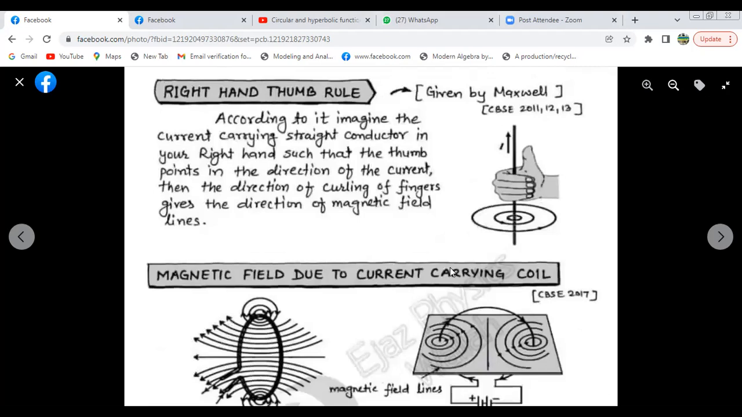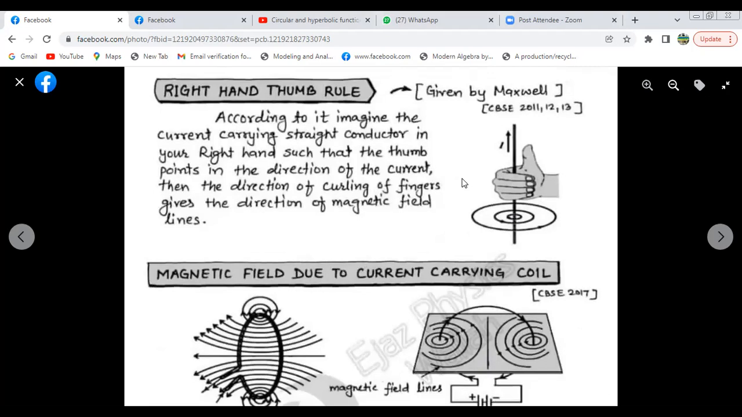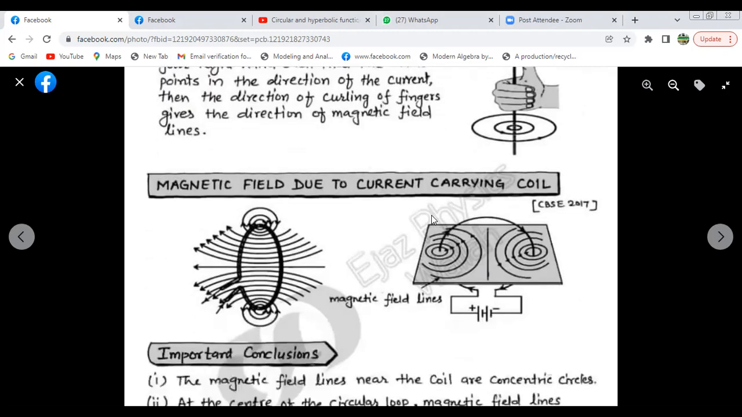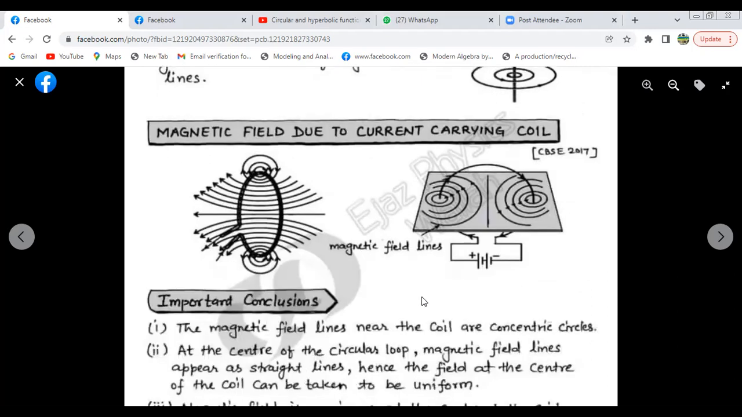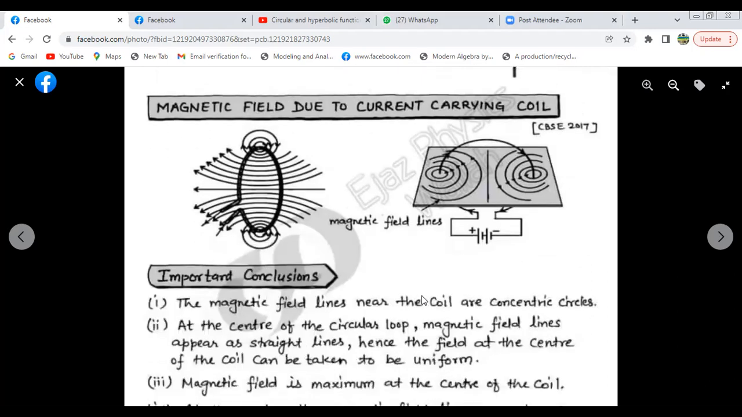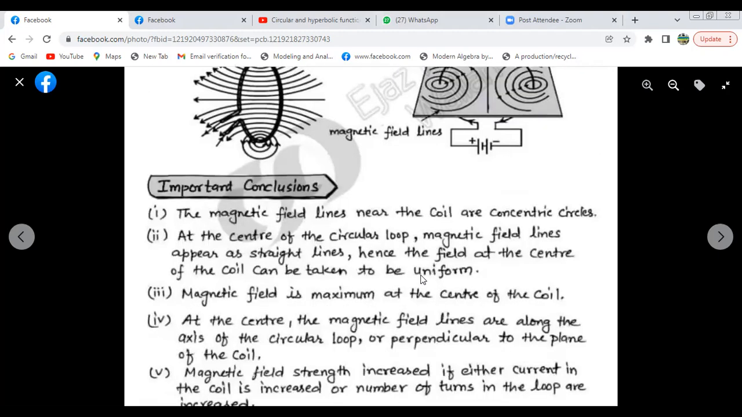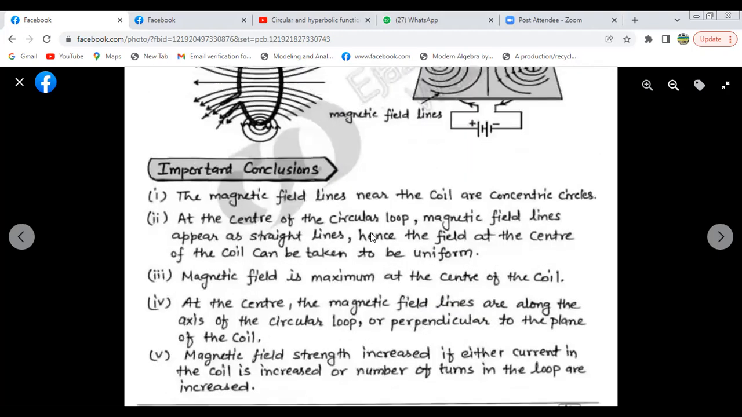Now this is the right hand thumb rule to find out the direction of the magnetic field. Now, magnetic field due to a current carrying coil. This is the important conclusion for magnetic lines of force: the magnetic lines of force near the coil are concentric circles. In the center, it actually looks like this, by using the properties of magnetic lines of force.